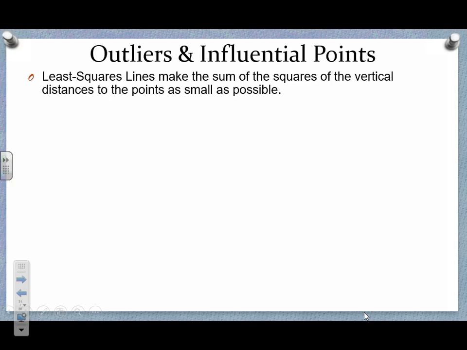All right, so outliers and influential points. Now, when we create our regression line, or what we can call the least squares line, we are trying to make the sum of the squares of the vertical distances to the points as small as possible. So remember last week we talked about when we have a scatter plot, something like this, we draw our least squares line through it, something like that. And we talk about the fact that that line is not going to pass through every point. In fact, a lot of times it may not pass through a single point that we have in our graph.